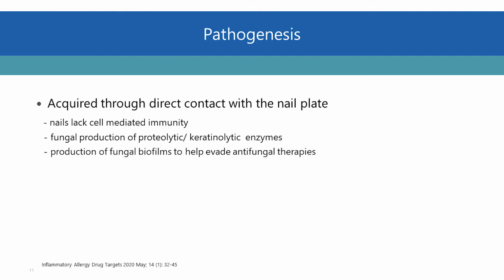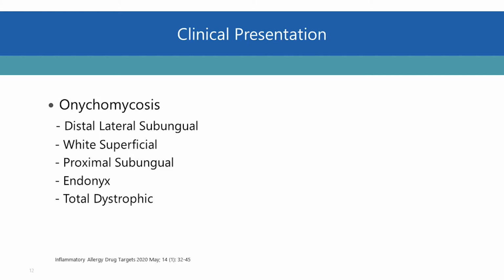Now, a more interesting anecdote, biofilms. The same way that bacteria produce biofilms to help bacteria evade antibacterial therapies, fungus produces these same biofilms to help fungus evade antifungal therapy. So as you can see, it's hard enough to treat fungus without treating fungus incorrectly because we're treating fungus empirically. There are 5 major clinical presentations of onychomycosis.